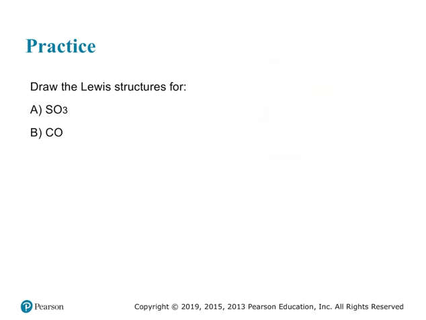So again, the first thing we're going to do is count up the number of valence electrons for the molecule. So sulfur and oxygen both have 6 valence electrons. So we have 6 electrons for sulfur, and then 6 times 3 electrons for each of the oxygens. So 6 plus 6 plus 6 plus 6. So sulfur, oxygen, oxygen, oxygen. Okay, so that's 6 times 4, which is 24 total electrons for this molecule.